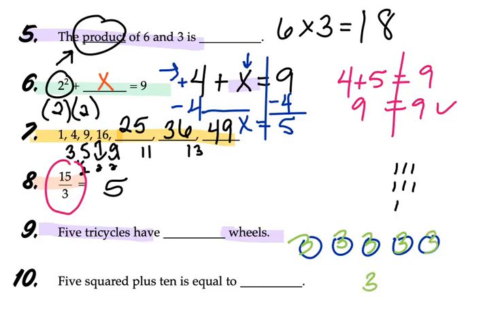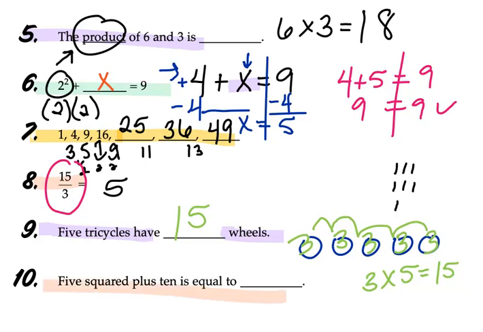Okay, I see that it's easily 3 times 5 because there are 3 wheels on each tricycle. So I should have a total of 15 wheels. Or you can say 3 plus 3 plus 3 plus 3 plus 3, which will also give you 15. Done and done. All right, not quite. One more problem.